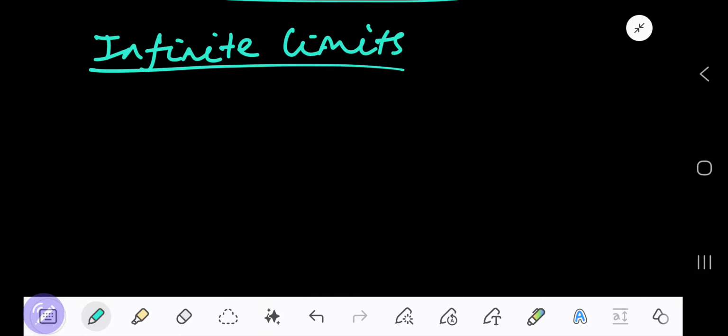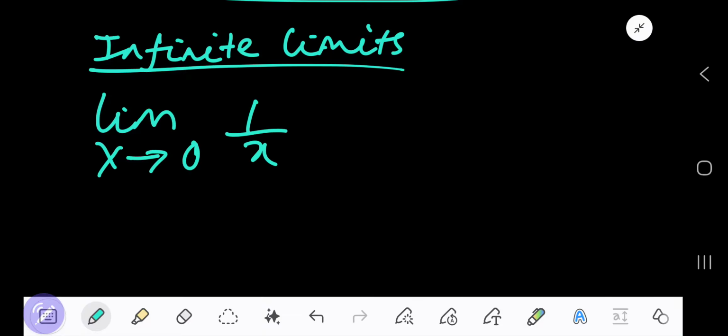Okay. Our next topic is a short one, which is known as infinite limits. What do you mean by infinite limits? Say you have the limit as x approaches 0 of 1 over x. What do you think this would be?